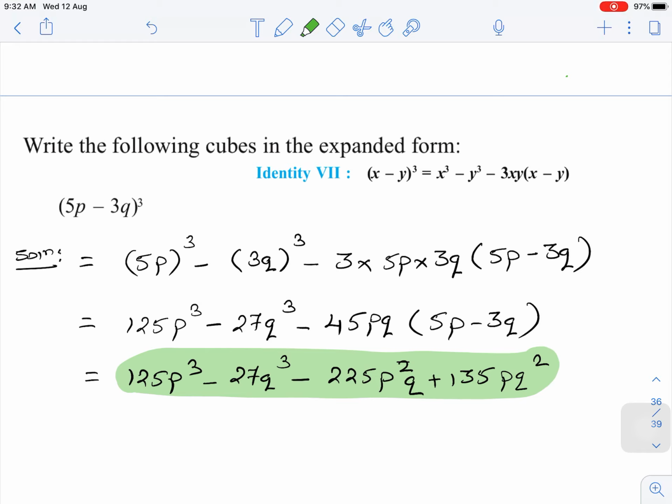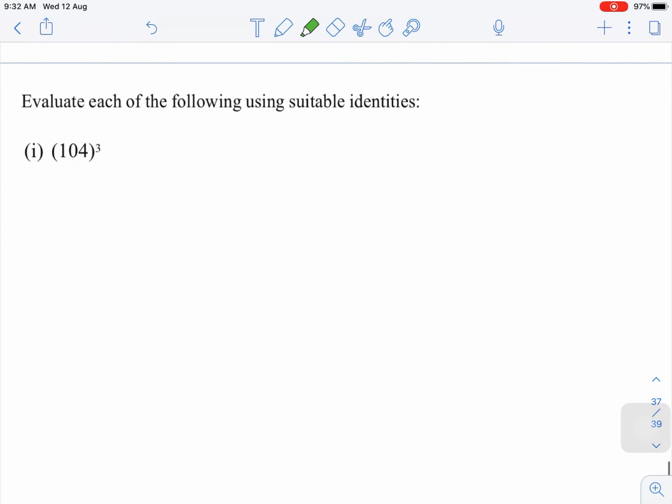Now let us solve one more example. Suppose it is given: evaluate each of the following using suitable identities. Now we have 104 bracket cube. We know that 104 cube means 104 is multiplied 3 times, but we don't want to multiply directly, we have to make use of the identities. So how to use those identities?